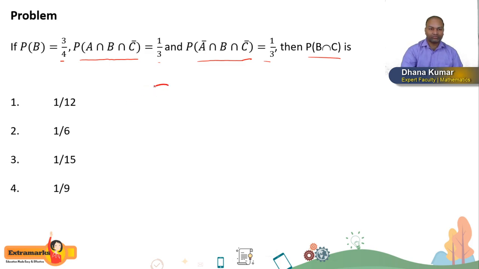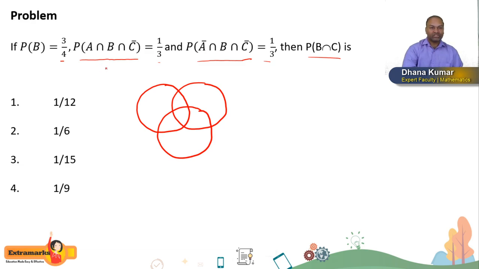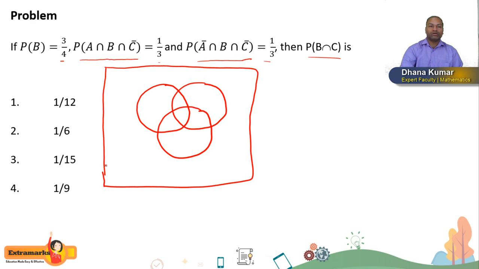First, A circle. This is B. This is C. Okay. Universal set. This is A, B, C. This is for what? Common to all three circles. That is A intersection B intersection C. Okay, fine. Now here we calculate what actually? P of B intersection C. The BC combination, that is this one. So this area we want. You find this area using the given conditions.